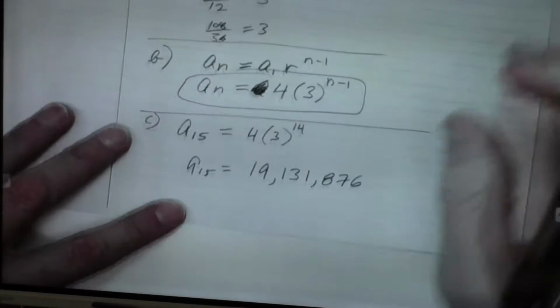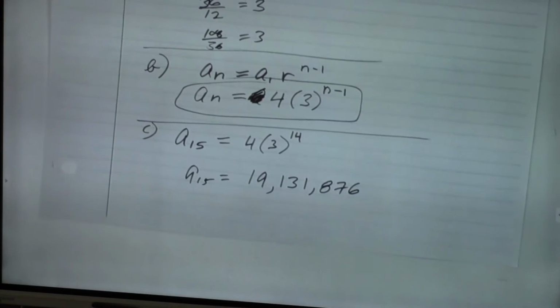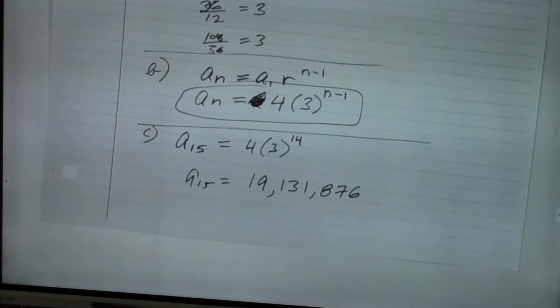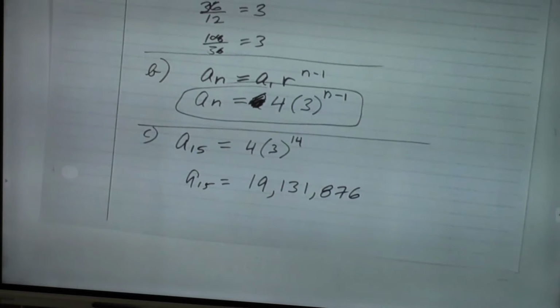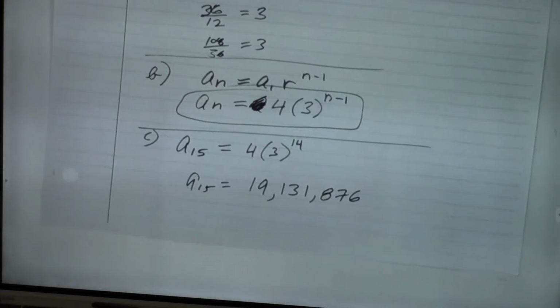19,131,876. Wait, did you just choose 15 like randomly? Yeah, randomly. I chose it large enough of a number so that you wouldn't be tempted to multiply by 3 and not use the formula.